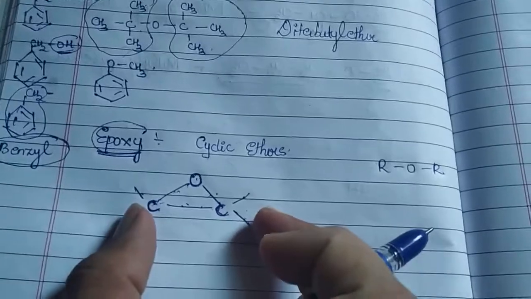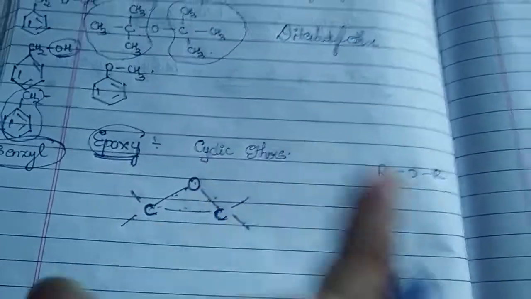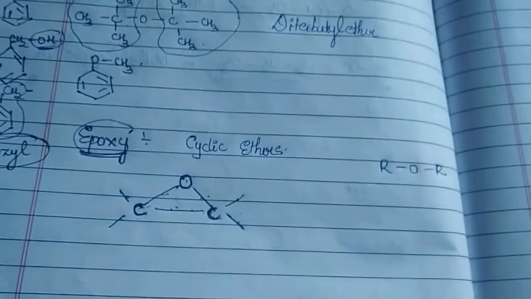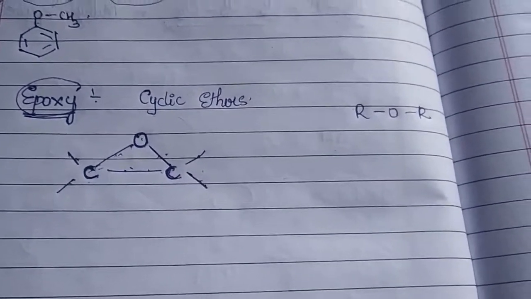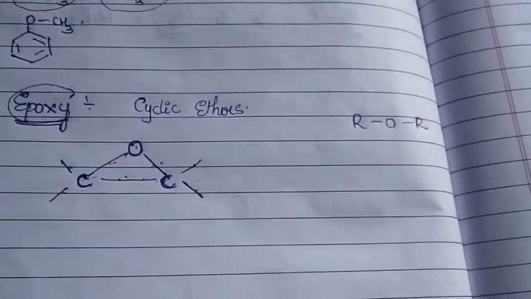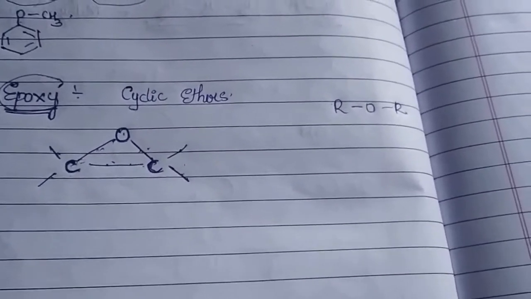But we can see over here it is in the cyclic form, like a cycle. So what will they be called? Cyclic ethers. This epoxy is very important. We can say it is one of the most beautiful compounds in organic chemistry. When you go to higher classes, many of the compounds will be related to these epoxy compounds.